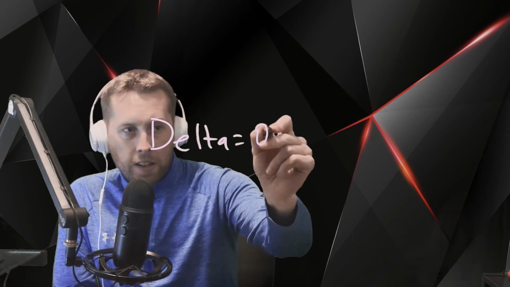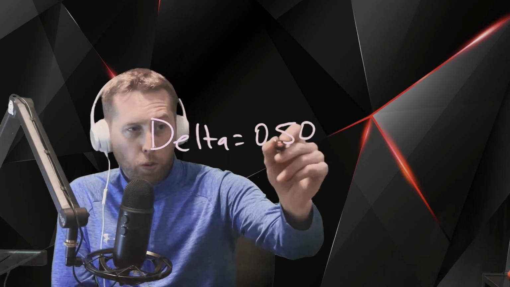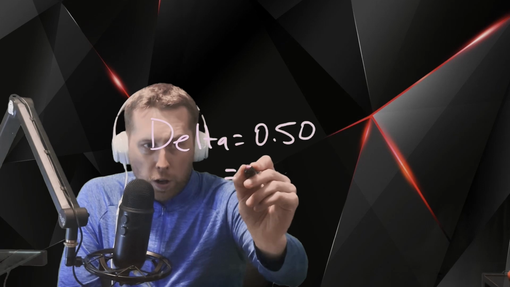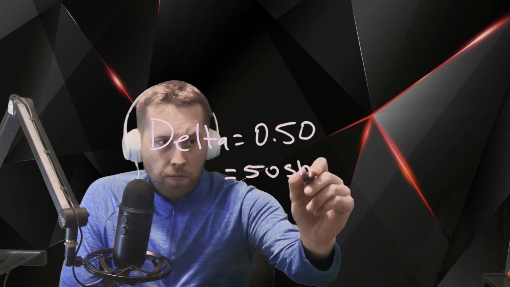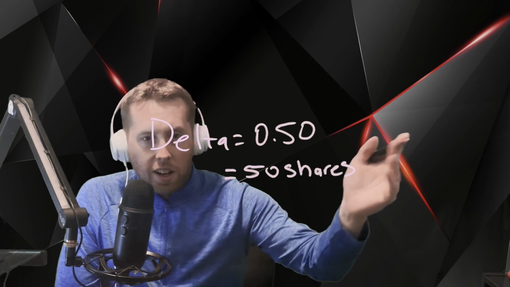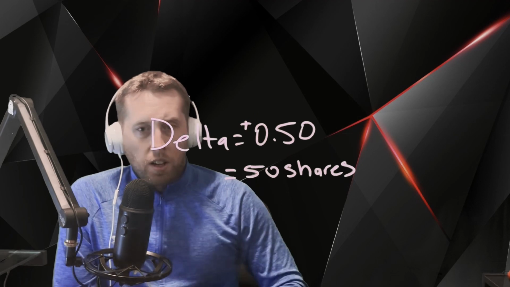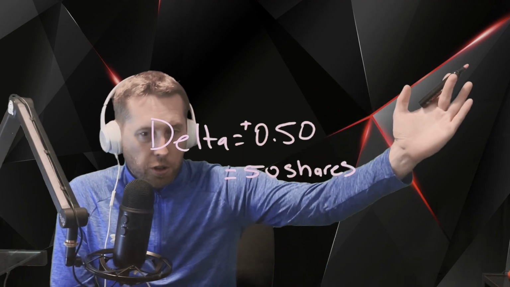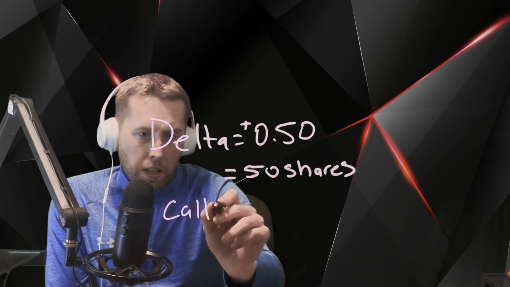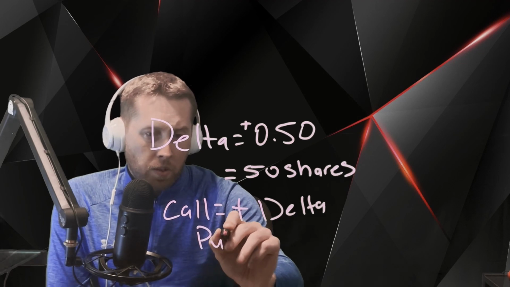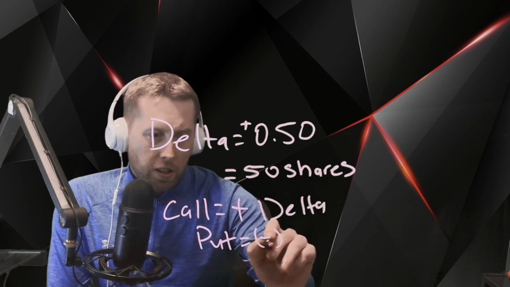So let's say you sold a 50 delta, which would be, let's say, right at the money. And it would be quoted as that, 0.50. That's 50 delta. This is the equivalent of owning 50 shares of the underlying stock. So if you were to buy a call option, you would have a positive delta, meaning that you're long delta, so you want the stock to go up. So a call equals positive delta, and a put equals negative delta.